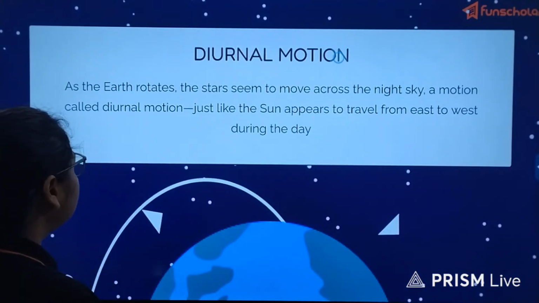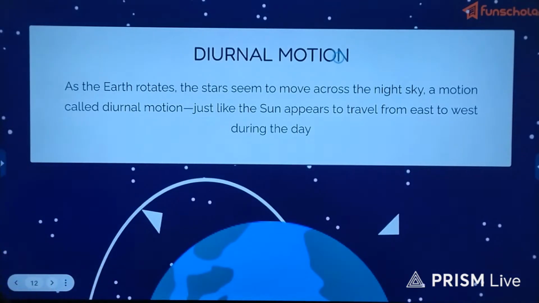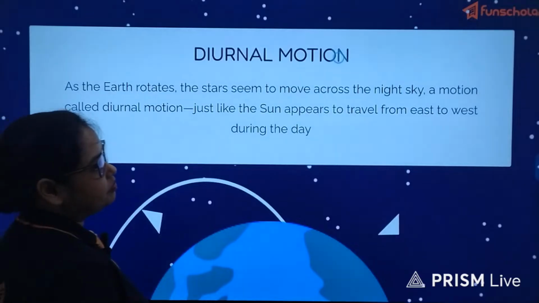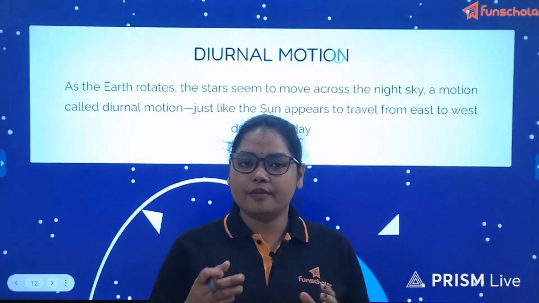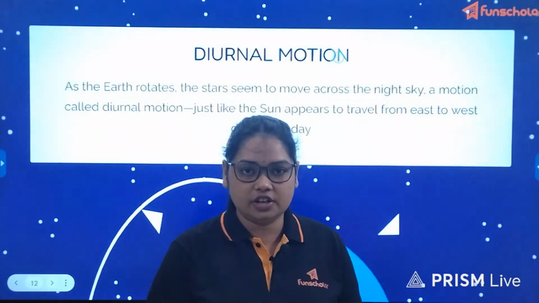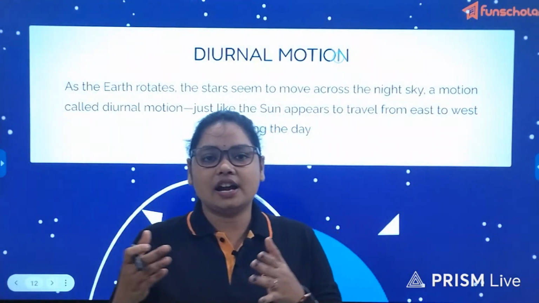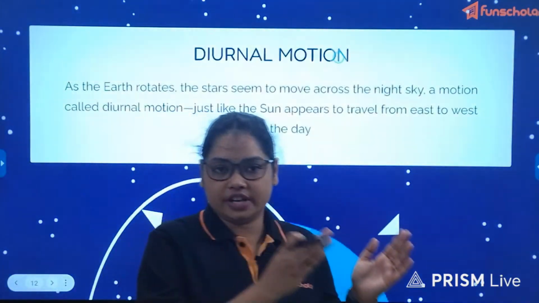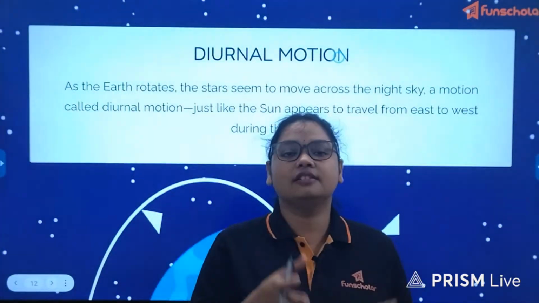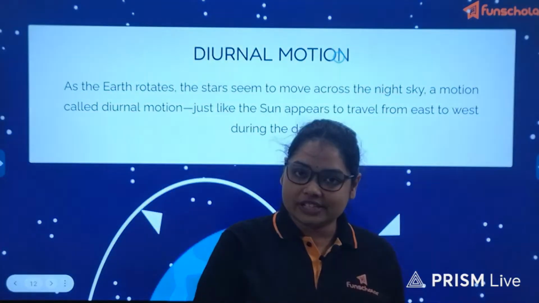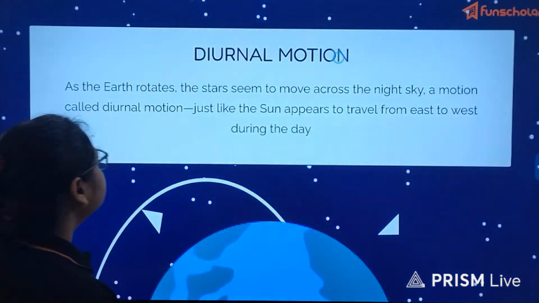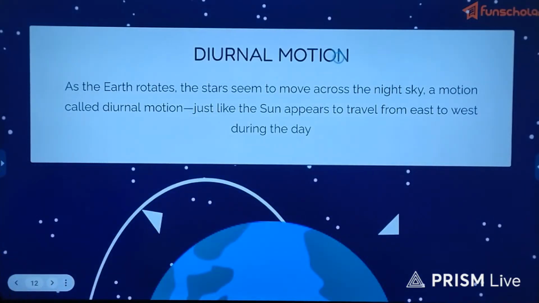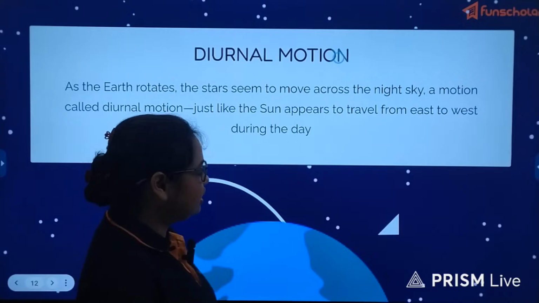Diurnal motion means the day and night motion as the earth rotates in 24 hours. The stars seem to move across the night sky, just like the east to west movement which they have already explained in the previous video. It seems like the stars are moving from east to west, but actually the earth is moving from west to east. Just like the sun, which also appears to travel from east to west during the daytime.